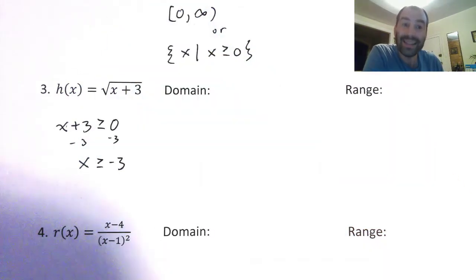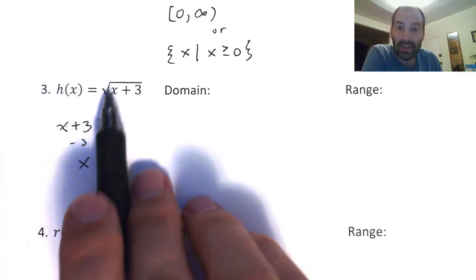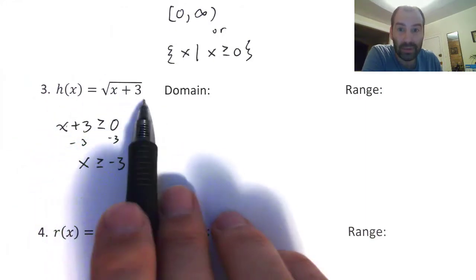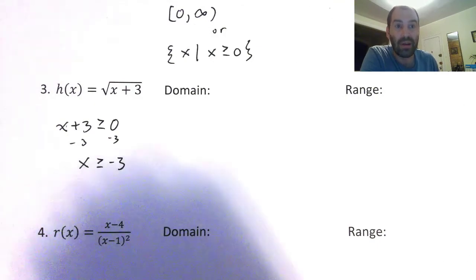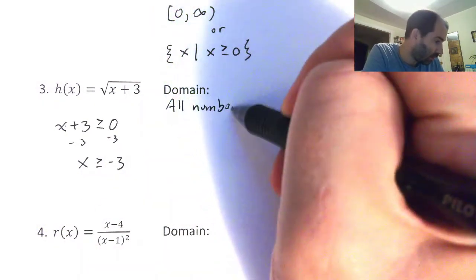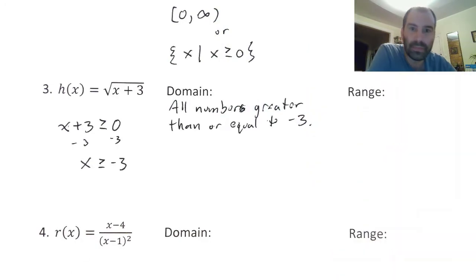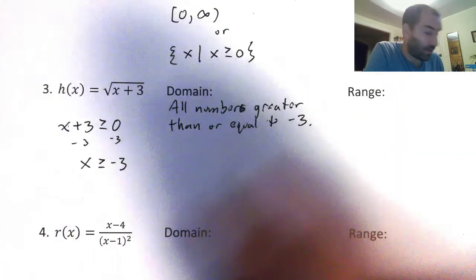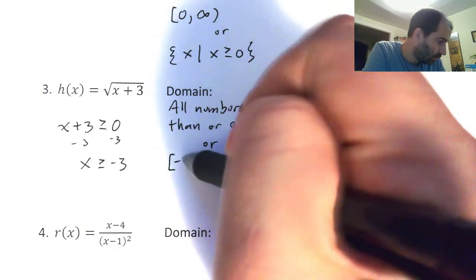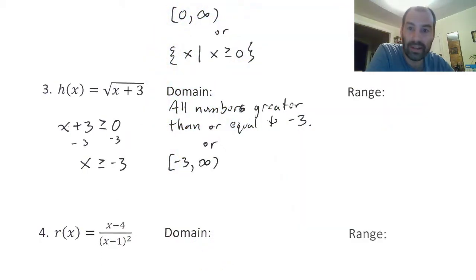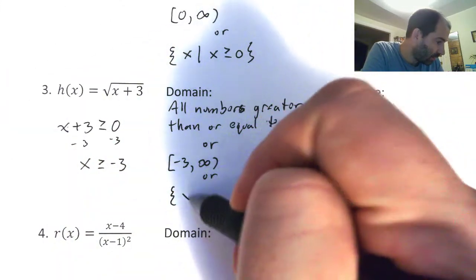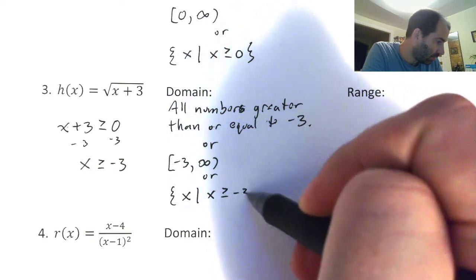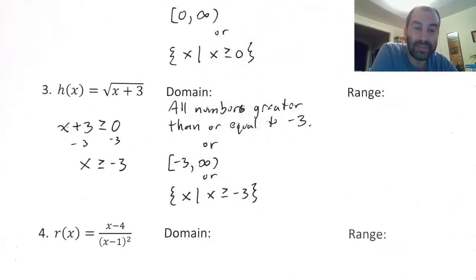As long as that condition holds, I can compute this. Then I know the input, x plus 3, won't be negative, so I'll be fine. So that's the domain. The domain is the set of all numbers greater than or equal to -3. As an interval, I would write it like this. As set builder notation, I would write it like this.